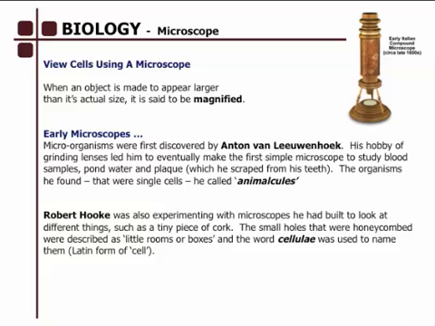animals. Robert Hooke was also experimenting with microscopes, and he had built one to look at different things, such as a tiny piece of cork. The small holes that were honeycombed were described as little rooms or boxes, and the word cellulae was used to name them, from the Latin form of cell. Okay? Next, we're going to talk about cells.